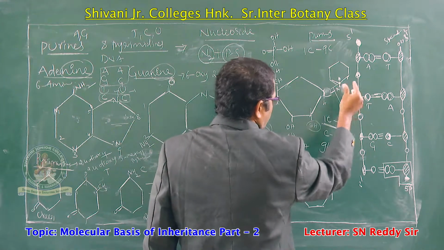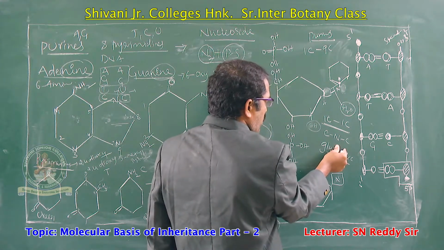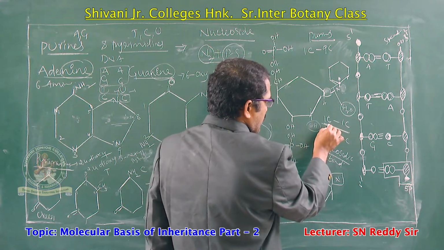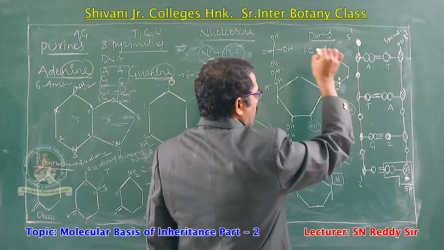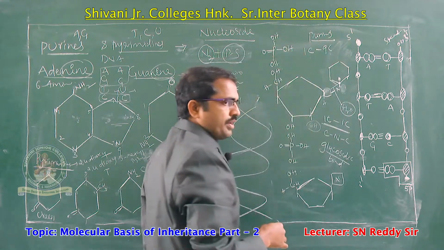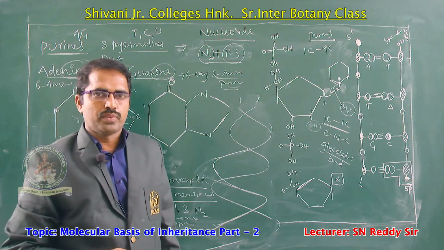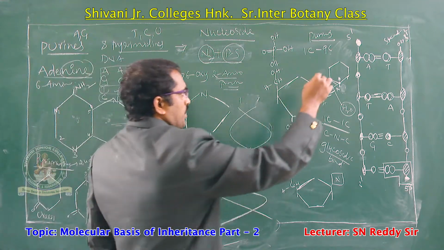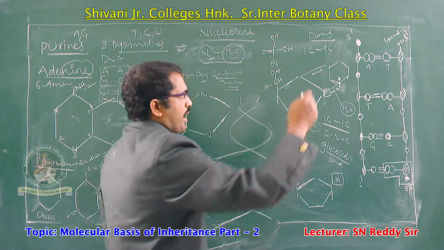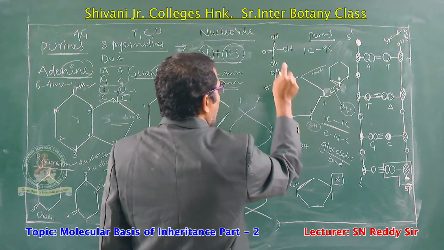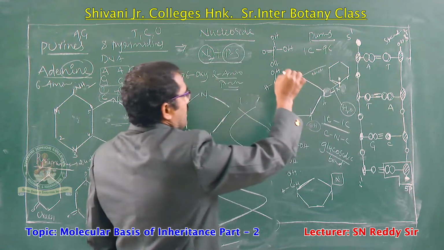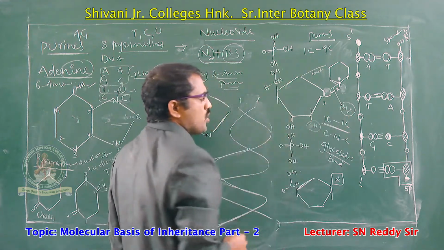So if it is pyrimidine, that is a C-N-C glycosidic bond. Both make a glycosidic bond, but the carbon number changes: first carbon in the case of pyrimidines, ninth in the case of purines. Okay, now these two combined are called a nucleoside. Nitrogen base, pentose sugar, phosphate: these three combined are called a nucleotide.